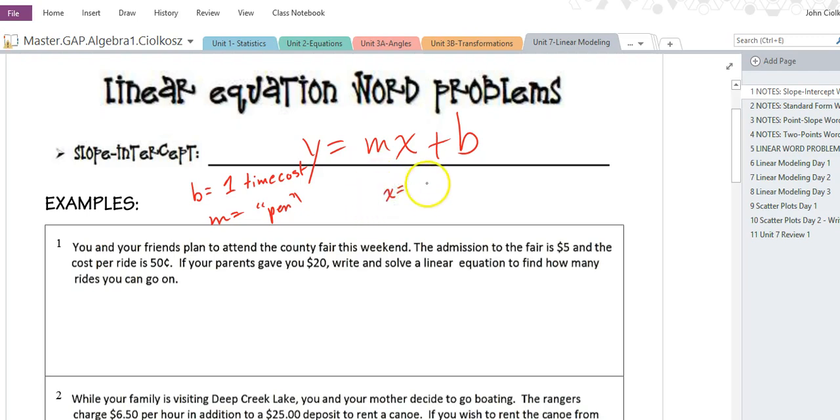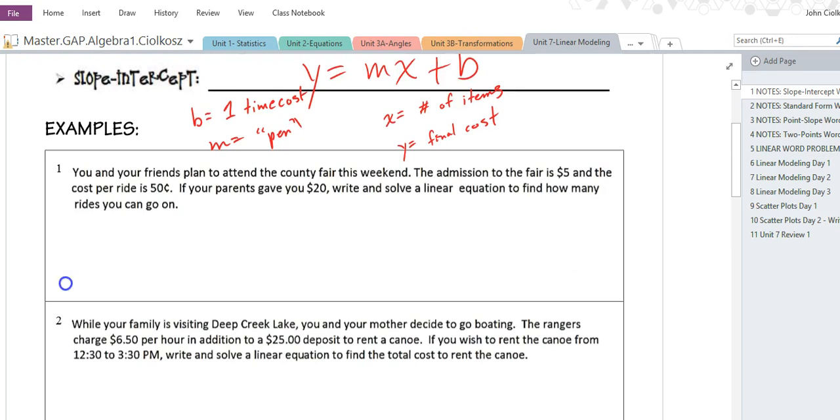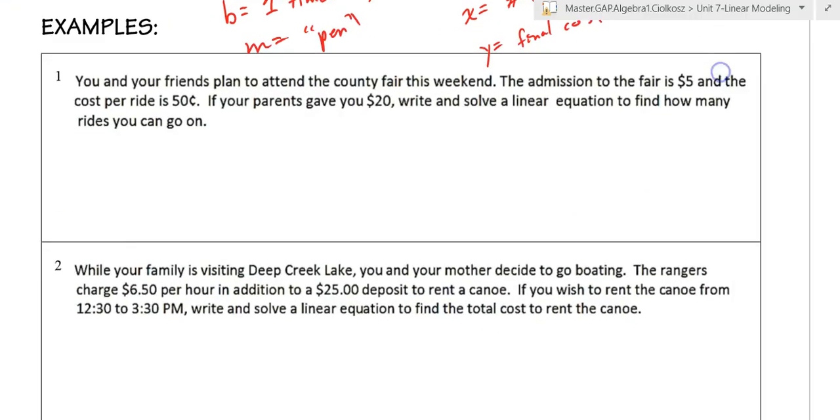X, our independent variable, is like a number of items, or it's the thing we're counting, how many times we're doing it. Y, we're going to think of as like a final cost, or like the outcome dependent upon the X variable. Alright, so first step here, let's jump in to number 1.